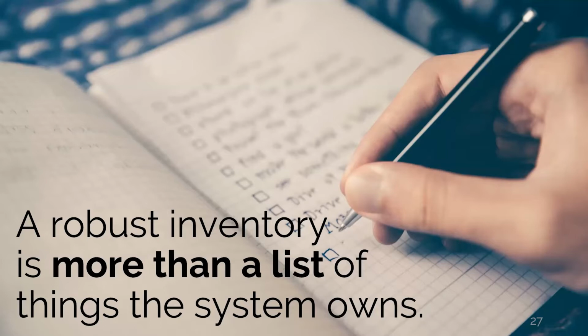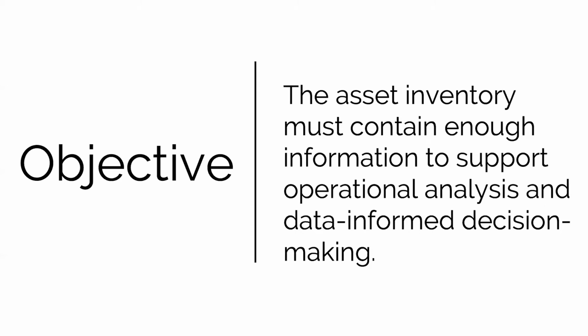A robust inventory is much, much more than a list of things the system owns, although it can start out that way. But to be really useful, an asset inventory has to contain enough information to support operational analysis and data-informed decision-making. There's that phrase again. And I think by the end of this section, you'll understand the basic data points you need to collect about your assets in order to accomplish that goal. And you also have some information on tools that you can use to collect that data. And then we'll look in the second half about how to transform that data into really useful maps.